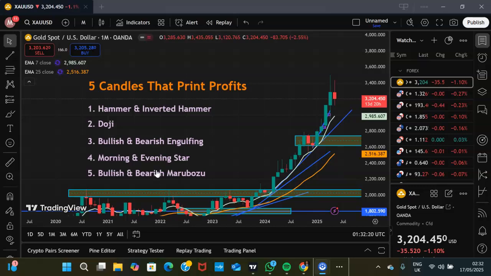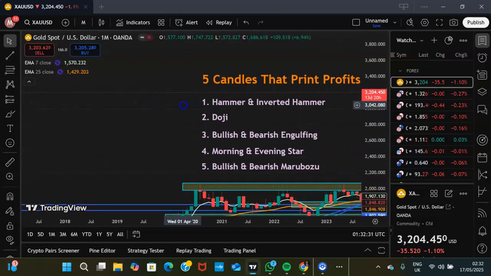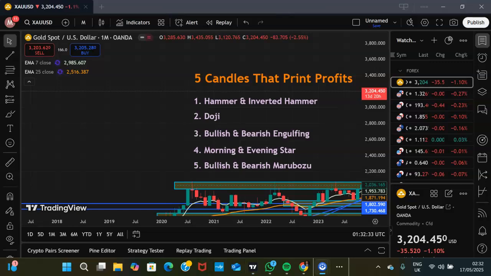So without wasting too much of our time, I'm going to be starting with the first candlestick pattern in today's video. And what is that pattern going to be? It is what I call the hammer and inverted hammer. Now, for every candlestick pattern, we have the bullish version and we have the bearish version. So today I'm going to be talking about 5 major candlestick patterns that have been seen to generate maximum profit rewards over time. Now, what does this candlestick look like? The first one I'm going to be talking about is the hammer.